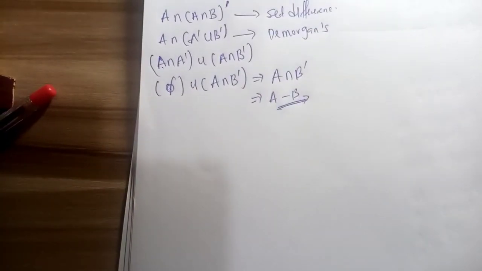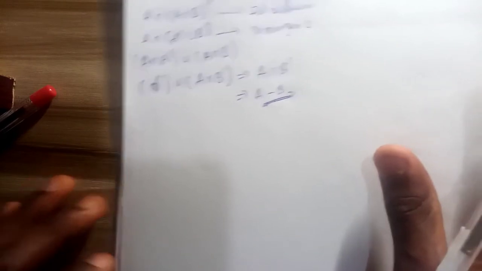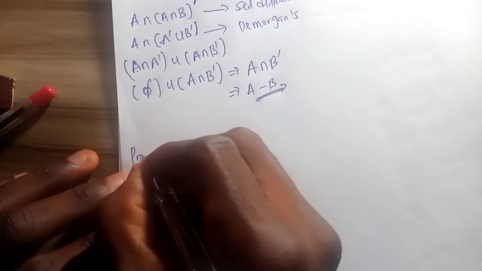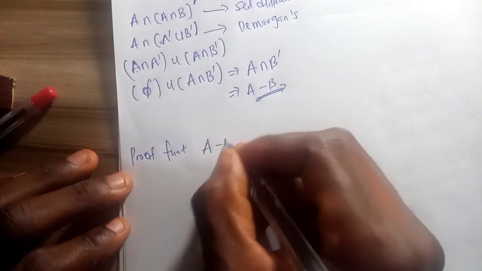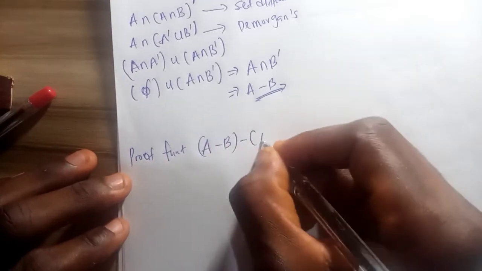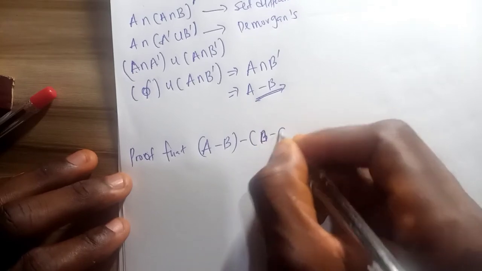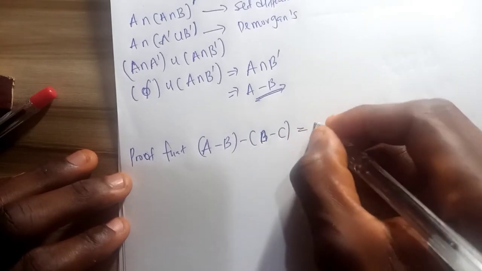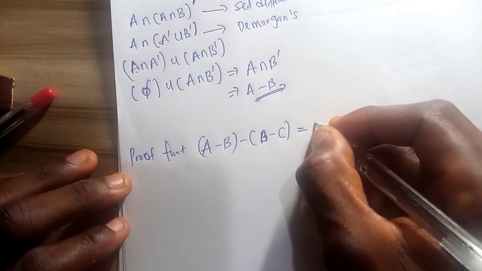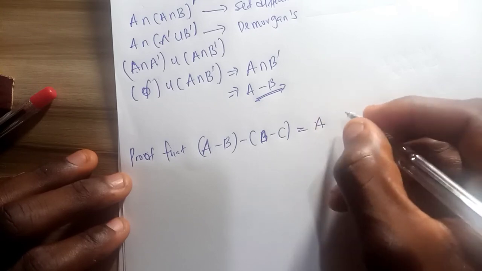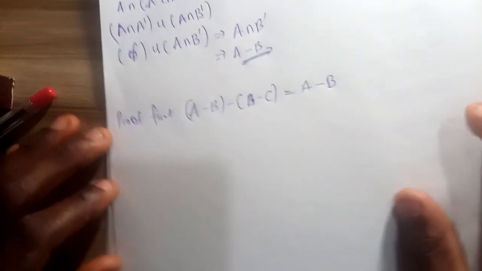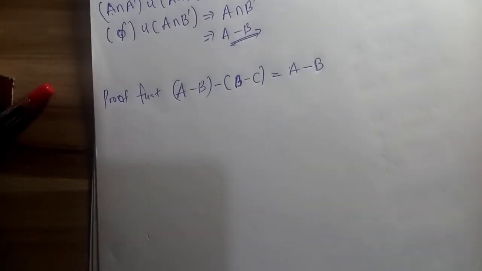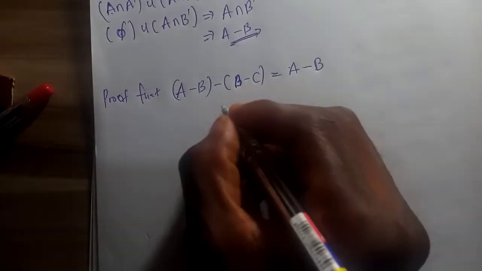Now check the second one out. They said prove that A minus B minus C, that is difference, is equal to A difference B. That is what we are asked to prove. We want to talk about this. It is also very simple to solve. Now, solution.